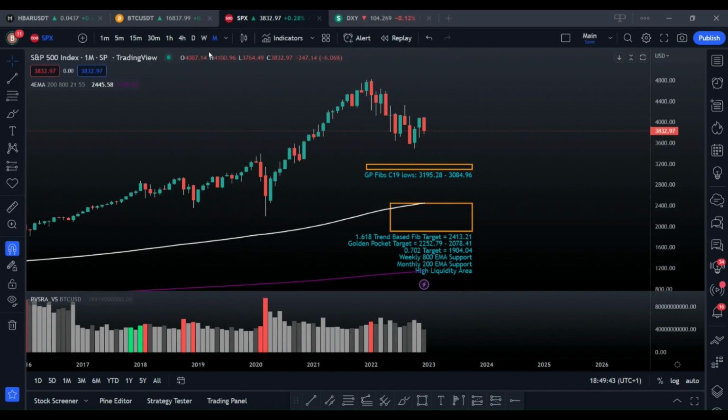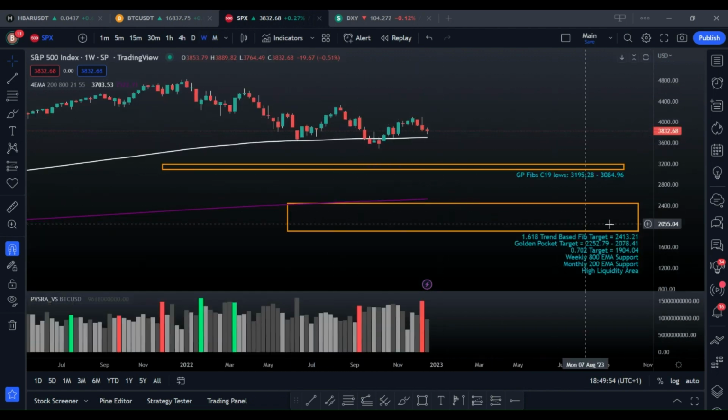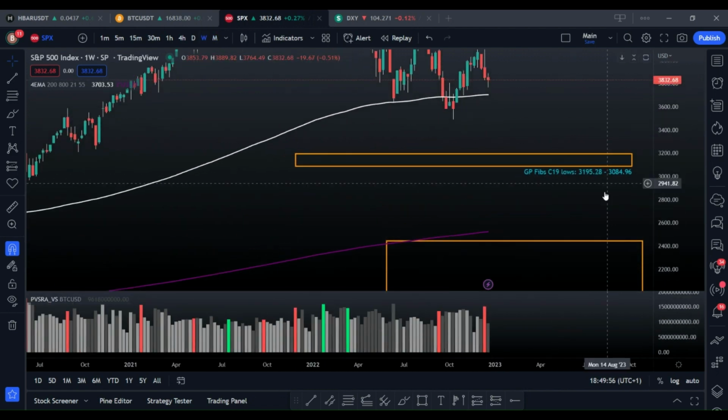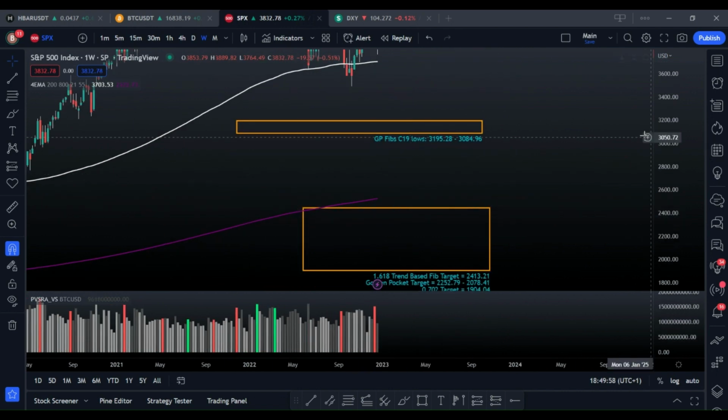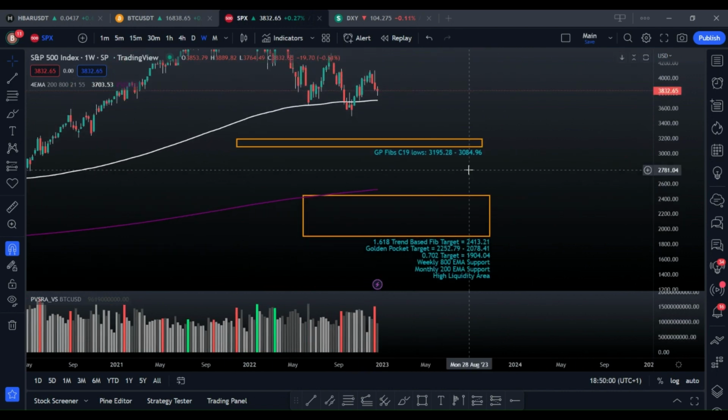High liquid area, as I said before, with this indicator on the weekly time frame. And also, as you can see right here, we have the monthly 200 EMA to act as potential huge crucial support. And on the weekly time frame as well, we have the 800 weekly EMA to also potentially test as crucial support. So be on the lookout for that one, absolutely.